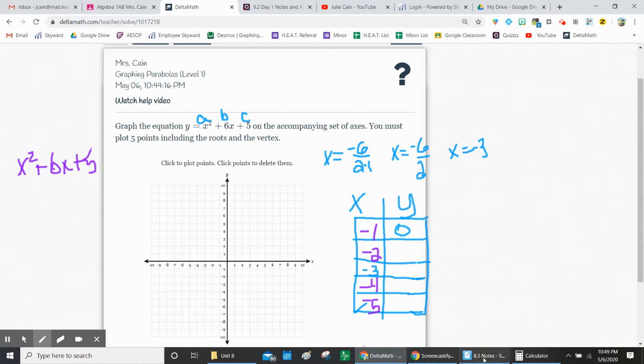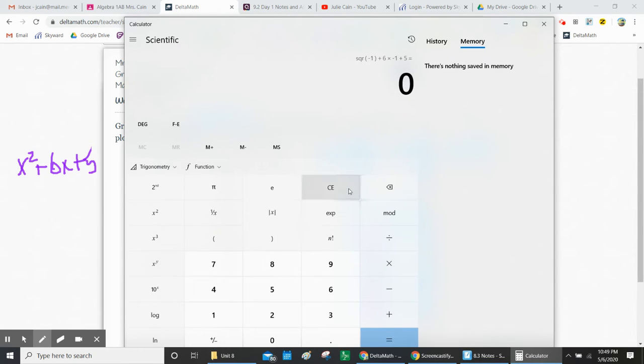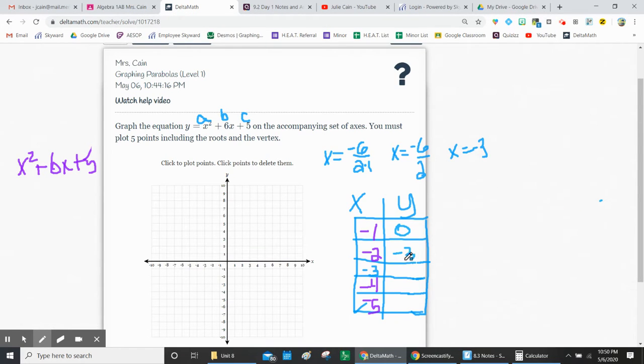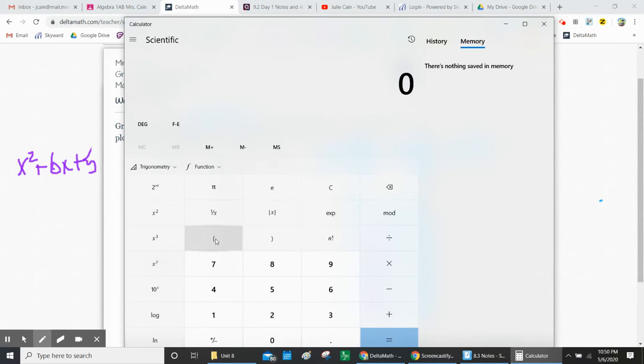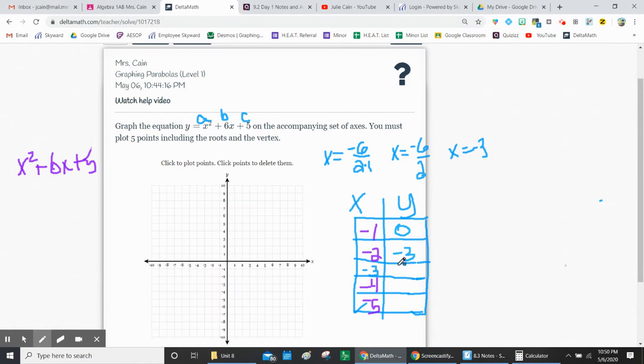And then we're just going to keep going. So we just plug them in. Clear. I'm going to do 2, I'm going to make it negative, and I'm going to square it, plus 6 times negative 2 plus 5. And I hit equals, and I get negative 3. So negative 3. Then I'm going to plug in my negative 3. So I'm going to do parentheses, negative 3 squared, plus 6 times negative 3 plus 5. And I get negative 4.